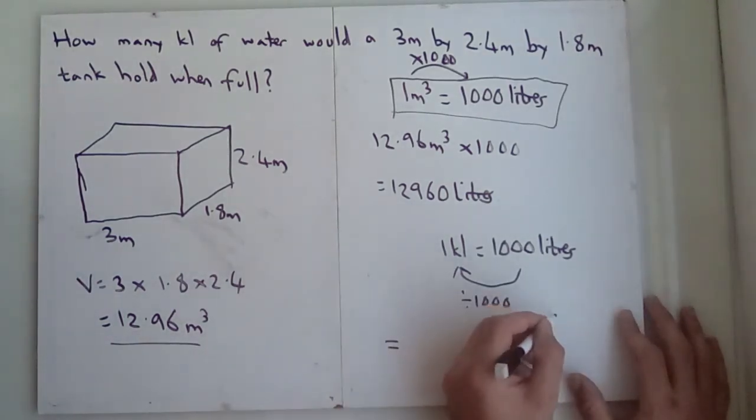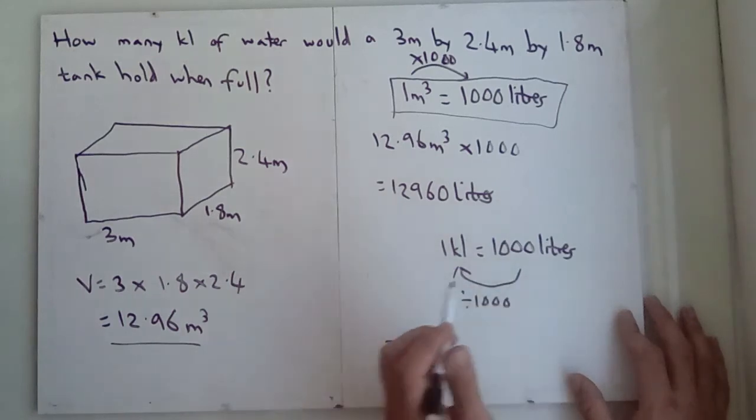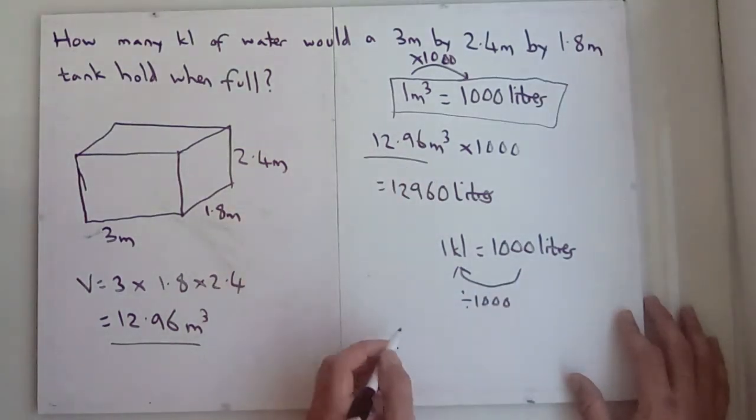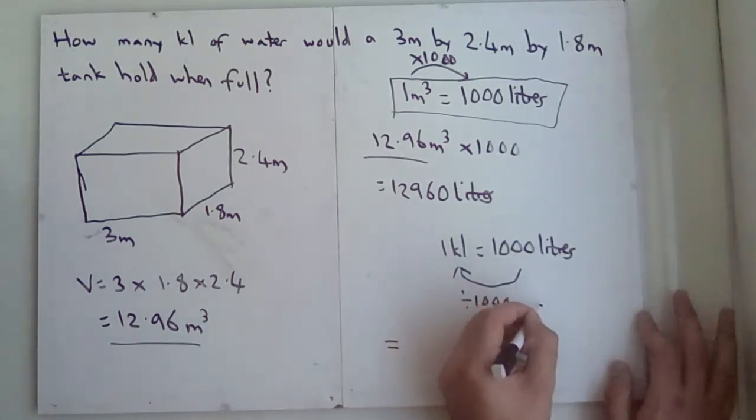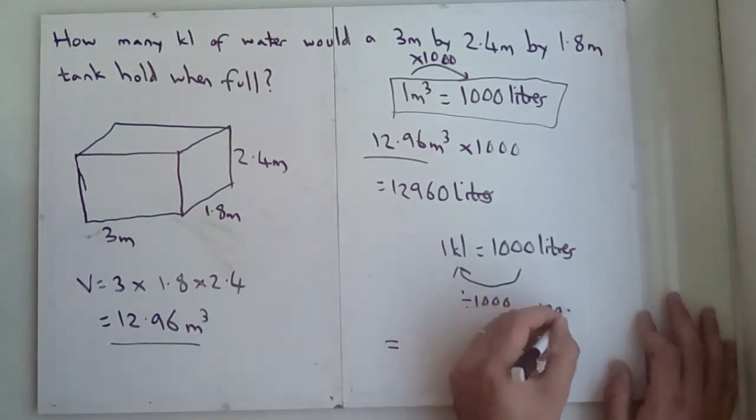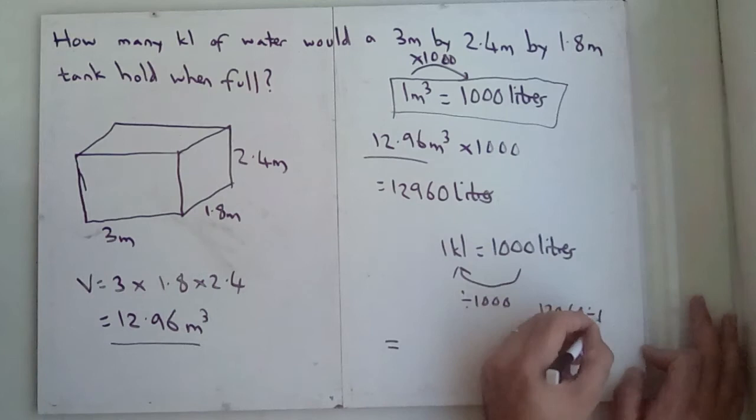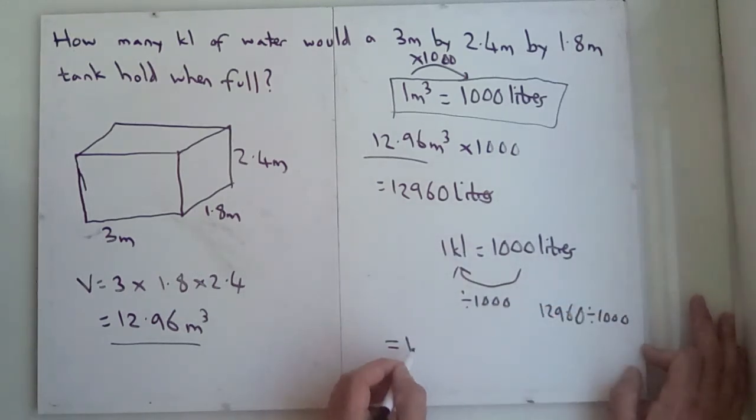We're just going to divide by 1,000, which obviously takes us exactly back to 12.96 kiloliters. I'll just write that down to finish it. So 12960 divided by 1,000 equals 12.96 kiloliters.